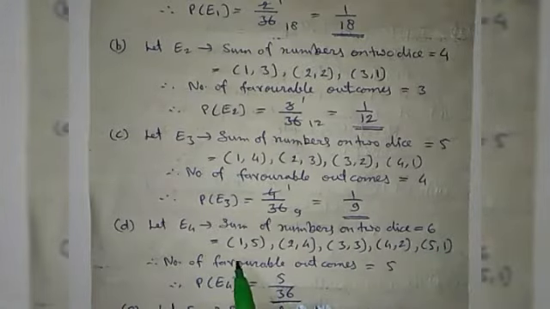Then the possible outcomes are (1,5), (2,4), (3,3), (4,2), (5,1). So the number of favorable outcomes is equal to 5. Hence probability P(E4) equals 5 upon 36.